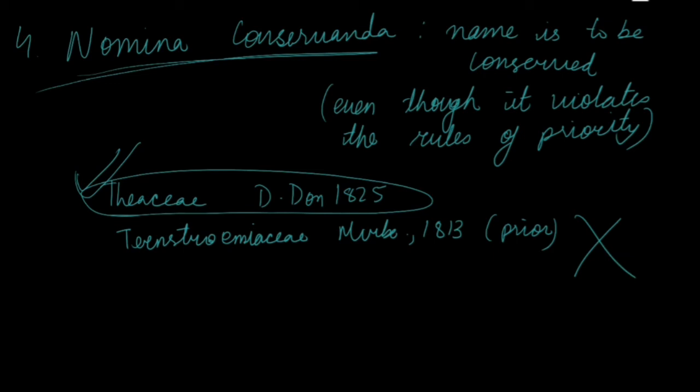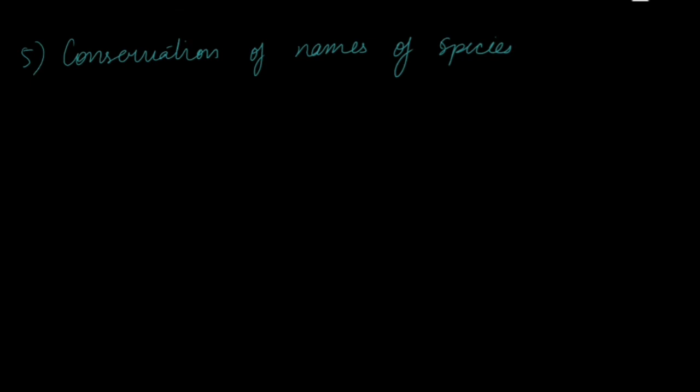So nomina conservanda was kind of like a provision to avoid excessive name changes, and there are many such examples. You can read it from the notes. So nomina conservanda was all about conserving the names of family and genus even when it violated the rules of priority. So the fifth limitation is conservation of names of species.